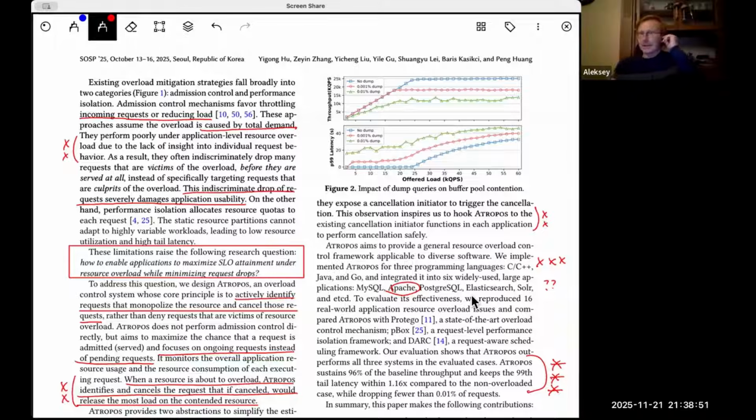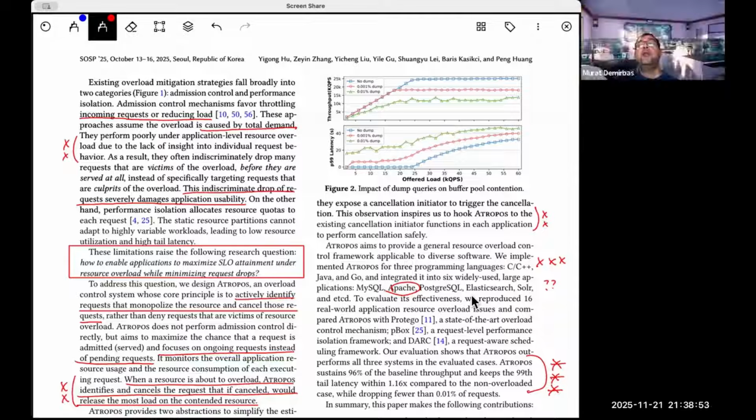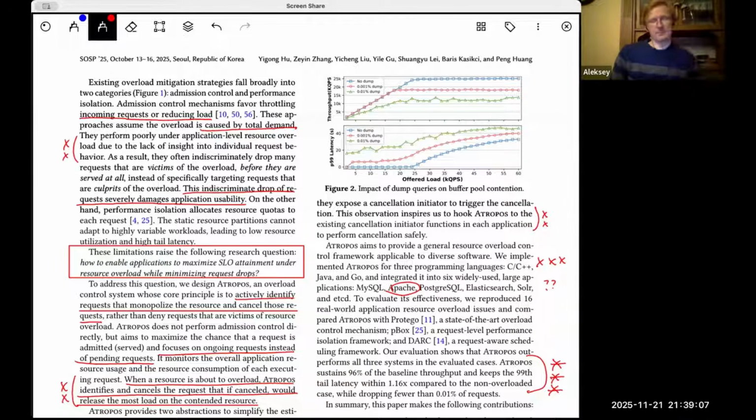Wow. Yeah, I mean, I want to see. Even in the overload, just sustaining 96% of the throughput, that seems magical. Okay, well, yeah, I'm hooked.